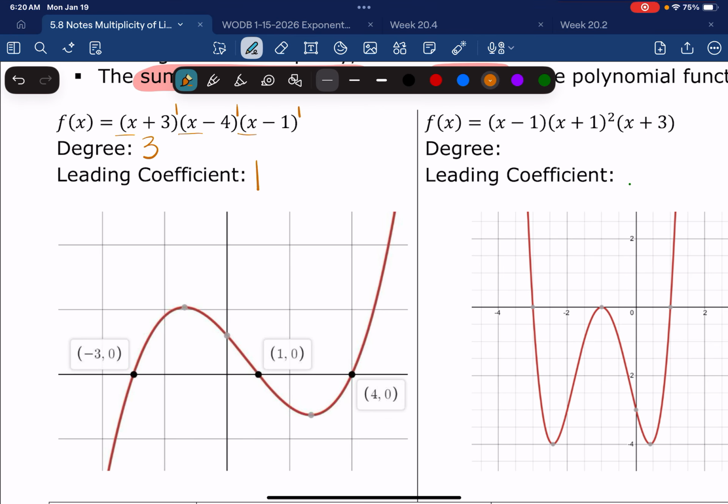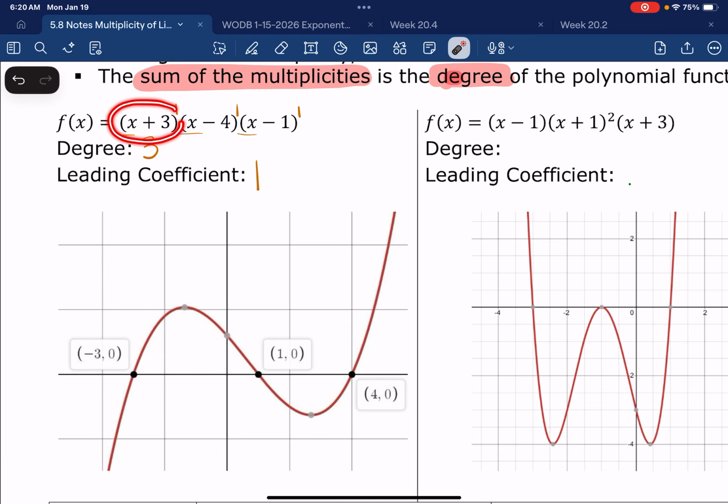Now let's look at the zeros. If I take x plus 3, this factor, and I set it equal to 0 and solve, we would end up with x equals negative 3. And we see we have a 0 right here. Notice that its exponent, or its multiplicity, was 1. That's odd, so it crosses through the x-axis.